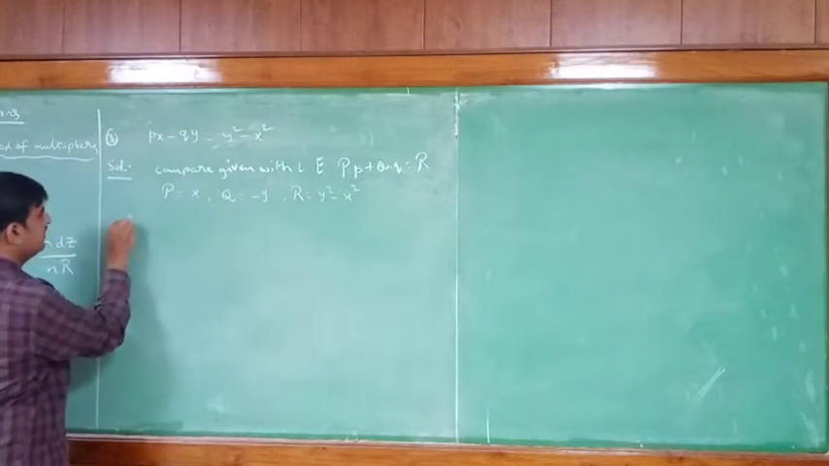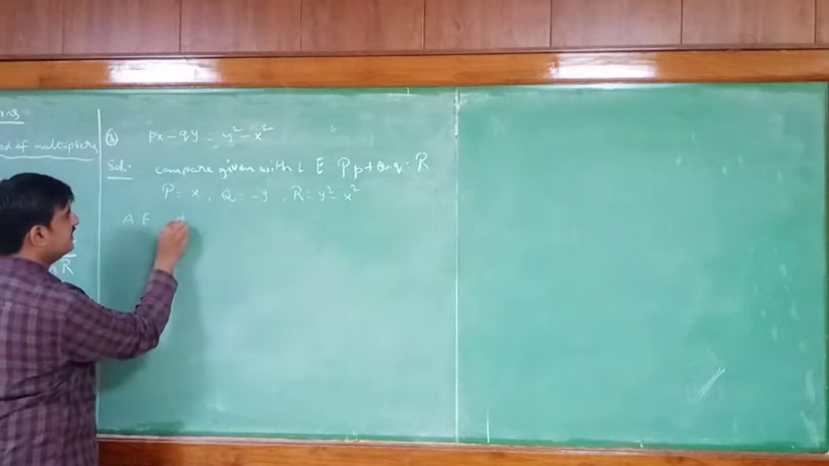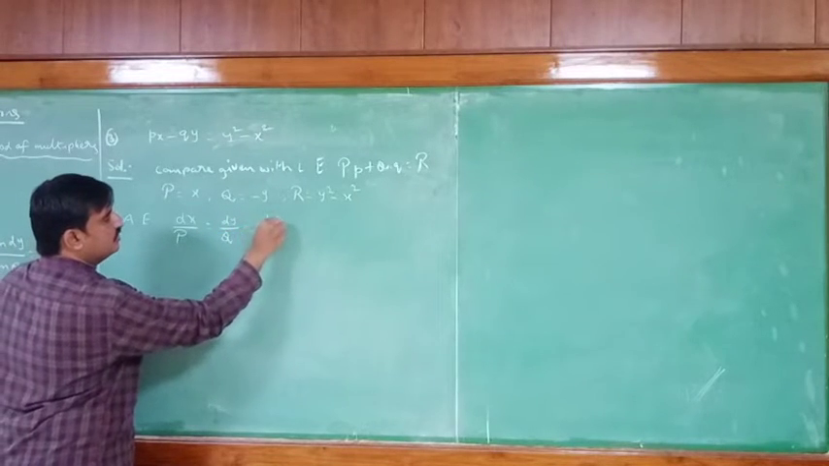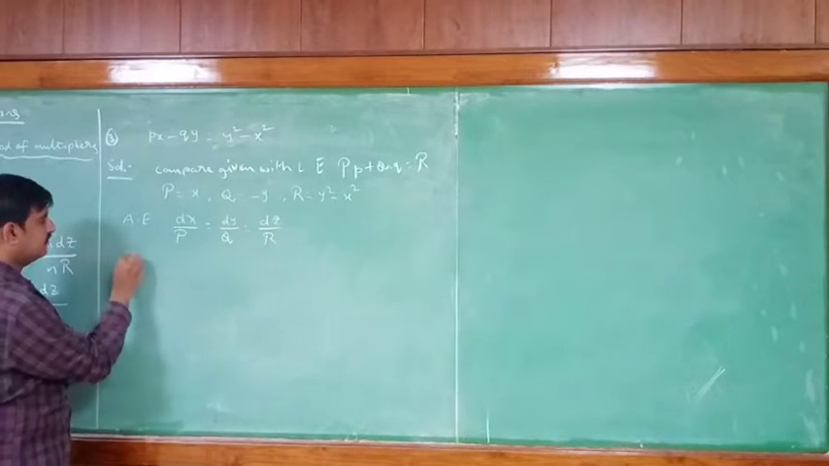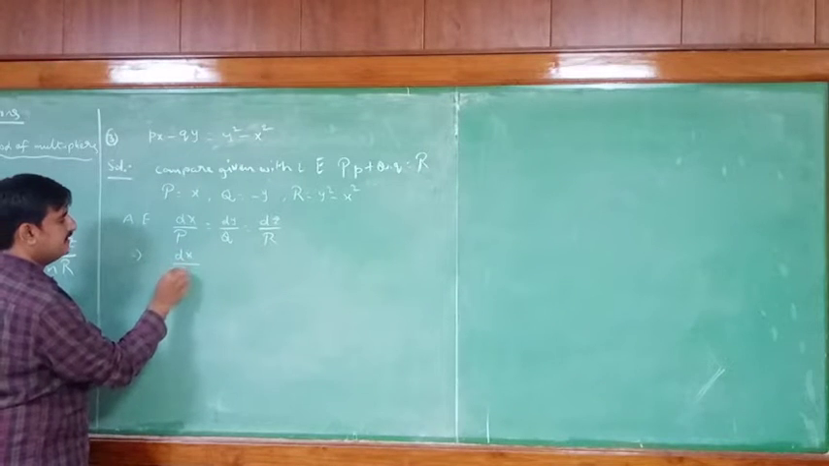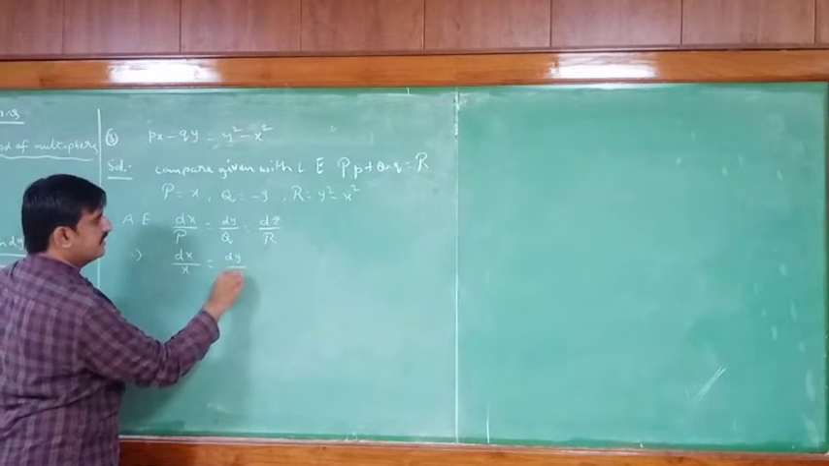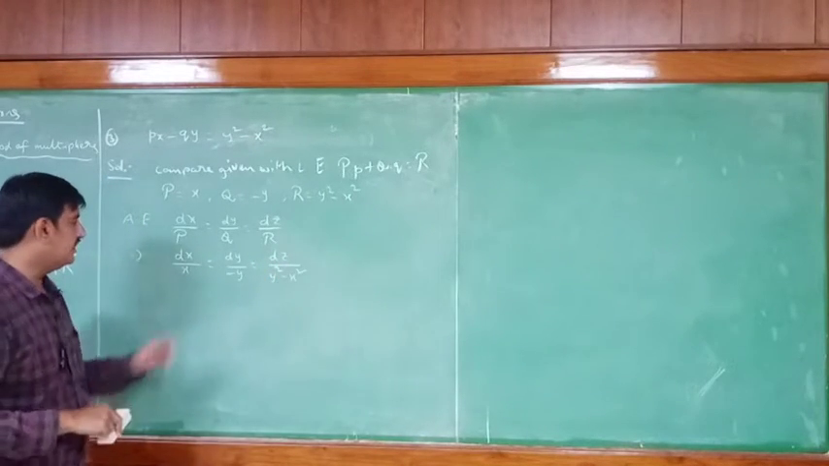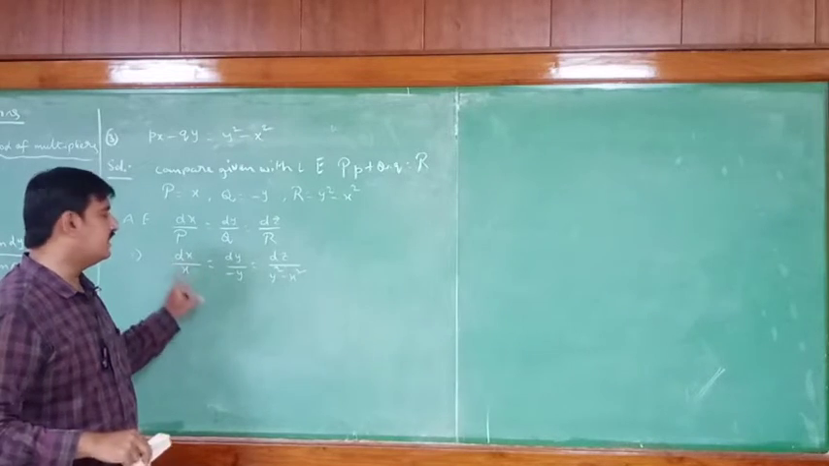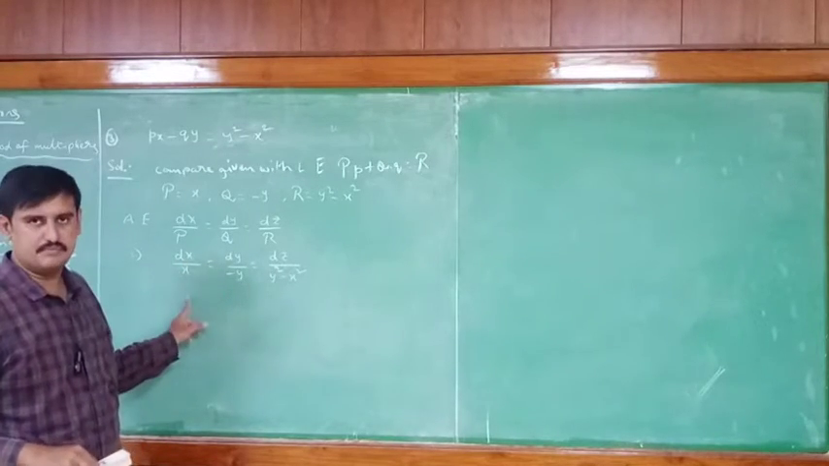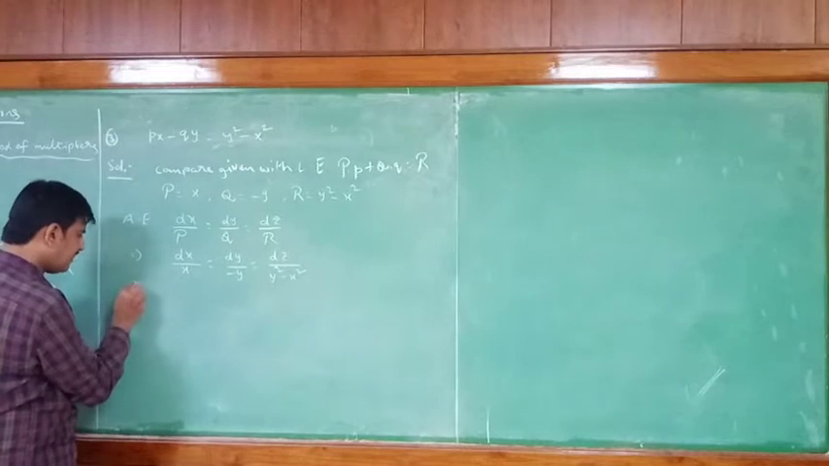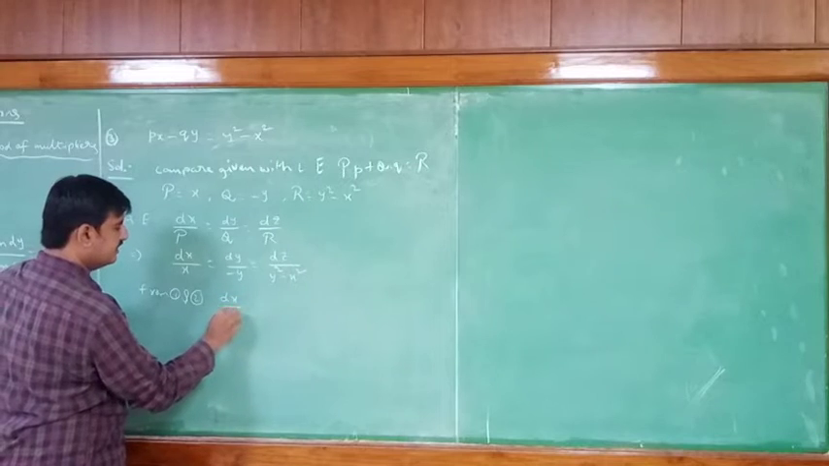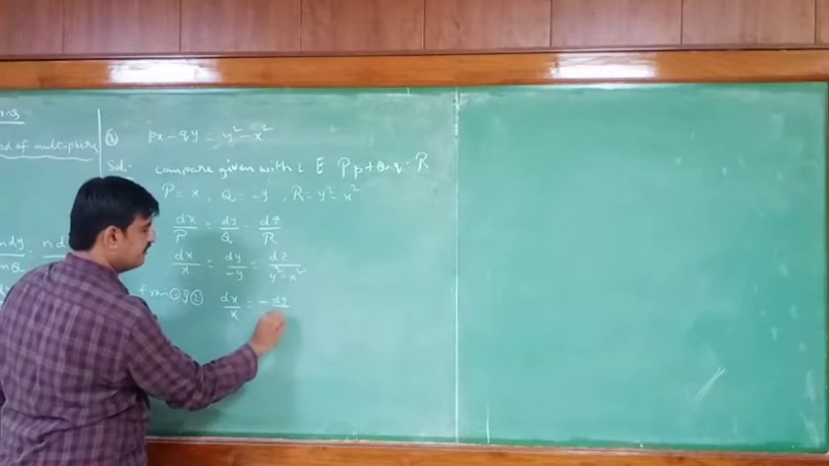Now, quickly write the auxiliary equations. So, what I get here? dx by capital P equal to dy by capital Q equal to dz by capital R. Now, substitute our values. Capital P is x, capital Q is minus y, capital R is y square minus x square. Now, observe this. Here the first two equations are possible to integrate by the method of variables separable. So, you can take the first two, from 1 and 2. So, dx by x equal to minus dy by y, right.